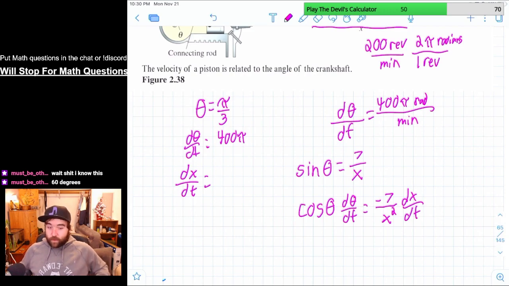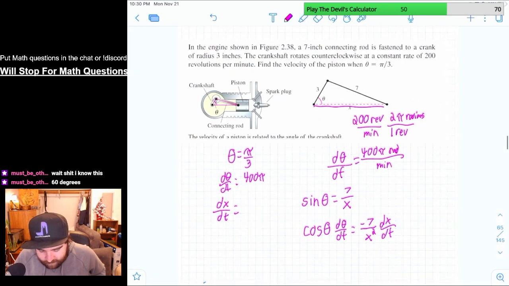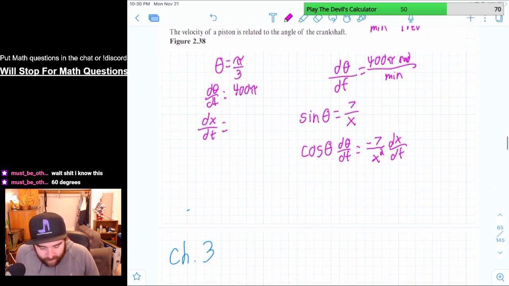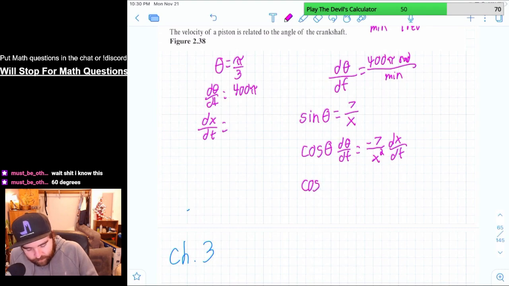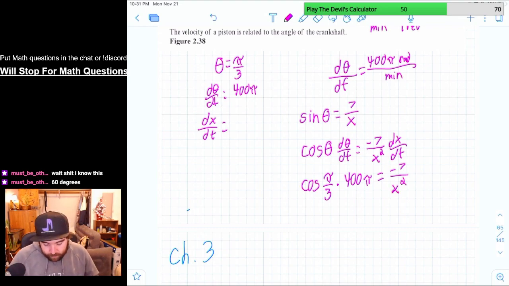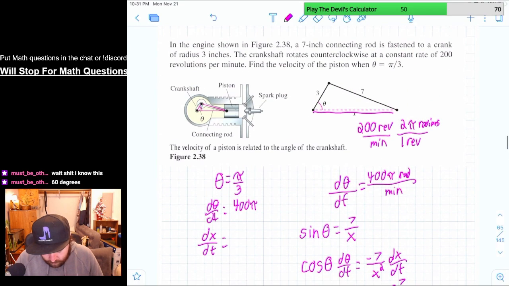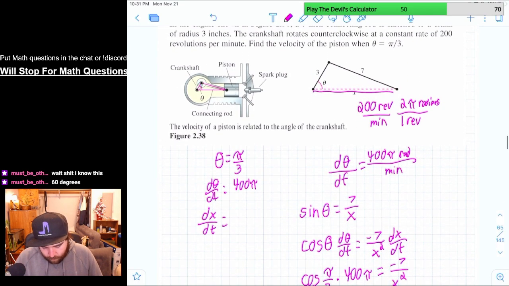So, pi over 3, that is 60 degrees. Very nice. But we don't need degrees. Degrees are for wimps. Radians all the way. Now we just have to plug in what we know. We know theta is pi over 3, so the cosine of pi over 3 times 400 pi equals negative 7 over x squared dx dt. So x is the thing that we're unsure about.